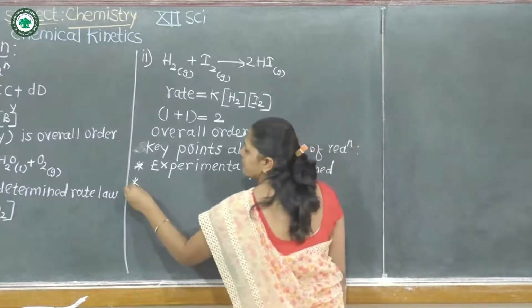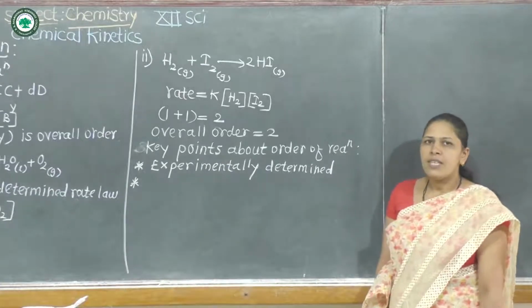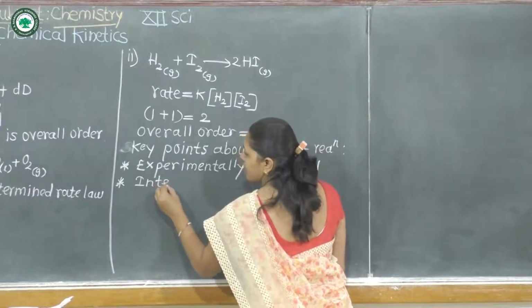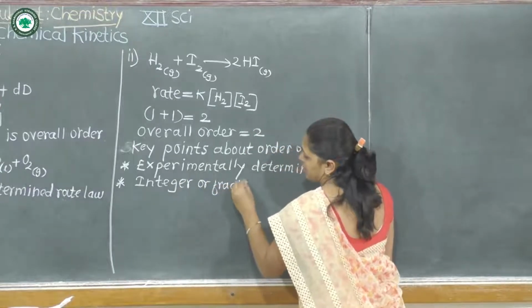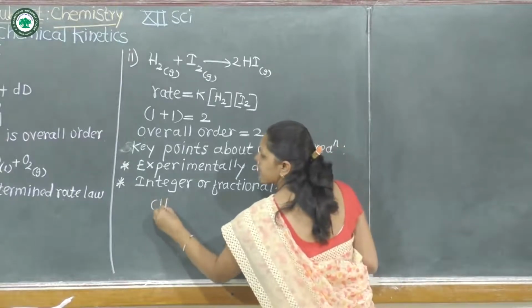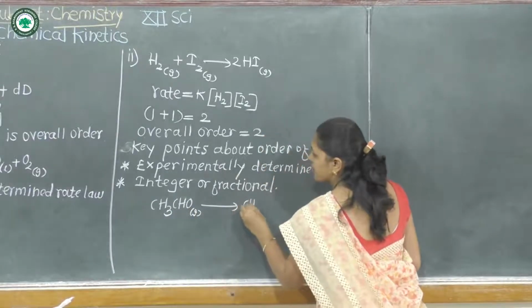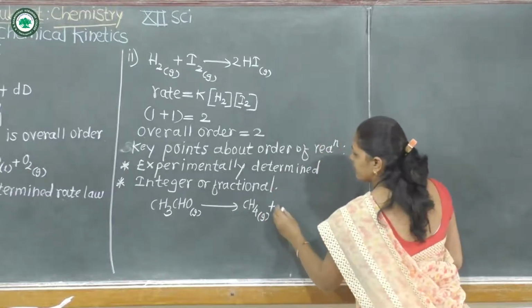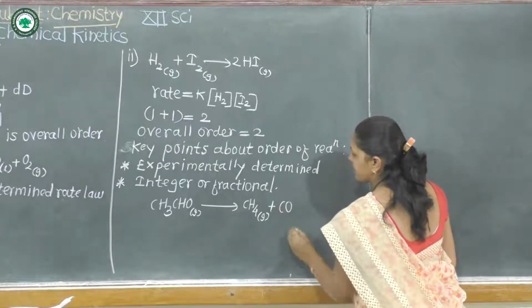Second key point, order of reaction may be integer or fractional also. For example, acetaldehyde gives methane gas plus carbon monoxide gas.